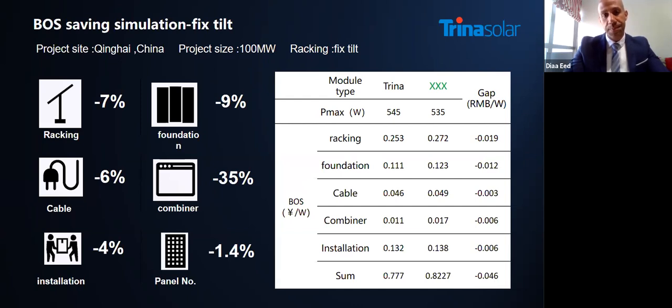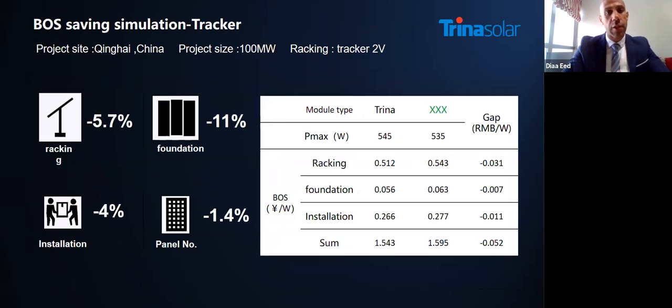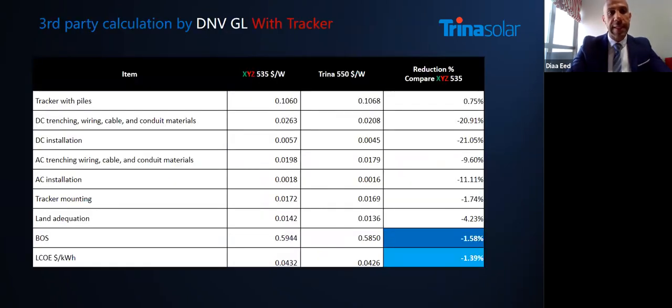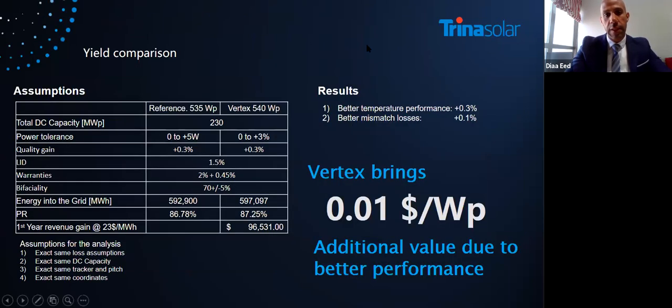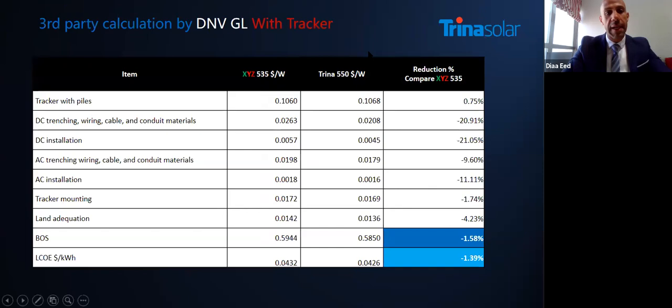On the same calculation, when you are using the tracker 2B, you will find racking is less by 5.7%, foundation is less by 11%, installation also by 4%, and panels are also reduced by 1.4. So the sum of the calculations comes to $0.052 per watt. This calculation had been done by the NTGL. I think everybody of you knows it. So they made a calculation.